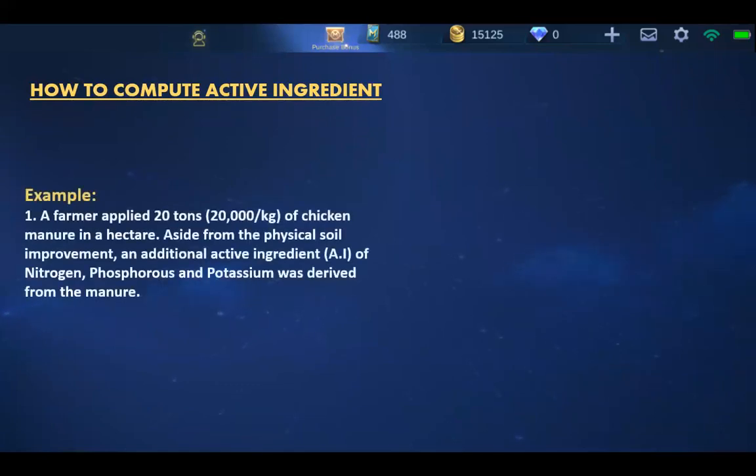So let's have an example number 1. A farmer applied 20 tons, or let's convert that into kilogram, which is 20,000 kilogram of chicken manure in a hectare. Aside from the physical soil improvement, an additional active ingredients or AI of nitrogen, phosphorus, and potassium was derived from the manure. So, how many active ingredients do you get from 20 tons of chicken manure in a hectare? Let's watch this video.